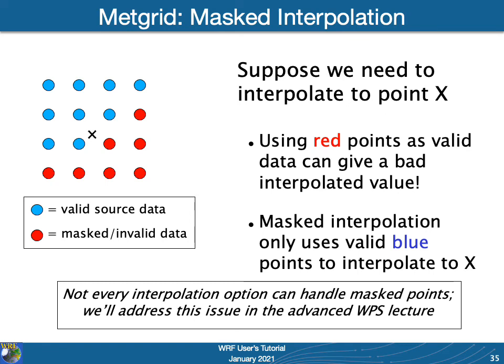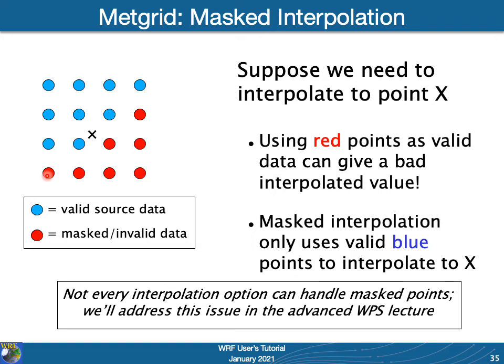So on this slide, we're looking at an example of masked interpolation. Let's suppose that we wanted to interpolate to this X, and that represents perhaps the center of an ARW grid cell. And these circles represent values in the source grid from which the Metgrid program needs to interpolate. Blue circles represent valid data in the source grid, and red circles represent invalid data or masked out data.